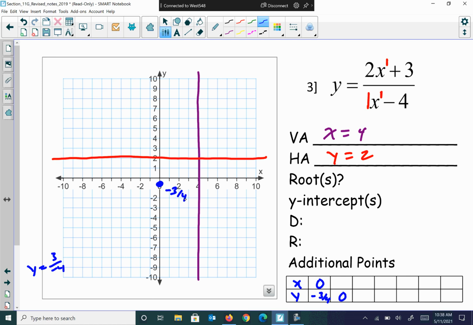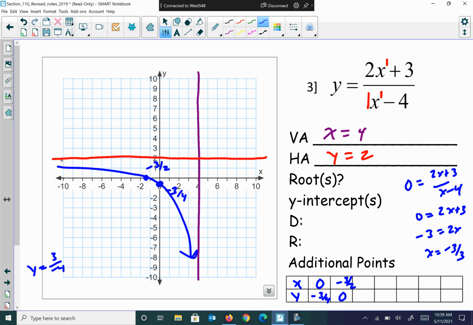Is that okay? And then if I wanted to find the other one, I'm going to go 0 equals 2x plus 3 over x minus 4. I'm going to multiply both sides by x minus 4, but x minus 4 is going to be multiplied by 0, so it's going to be 0 over here. So I get 2x plus 3, subtract 3, divide by 2. I get negative 3 over 2. So negative 3 over 2 is like here. So I only got points on one side or one branch, which is okay. So this looks like this, and it looks like this.